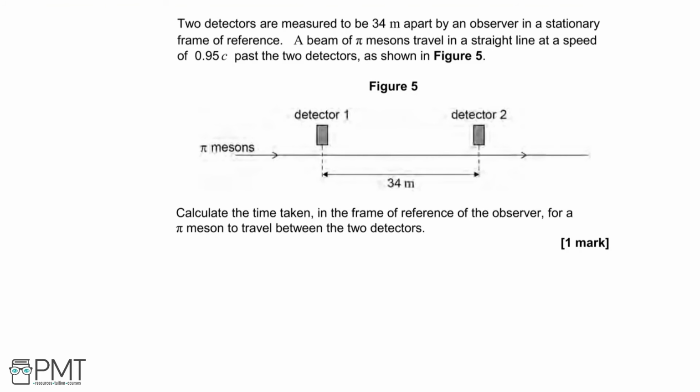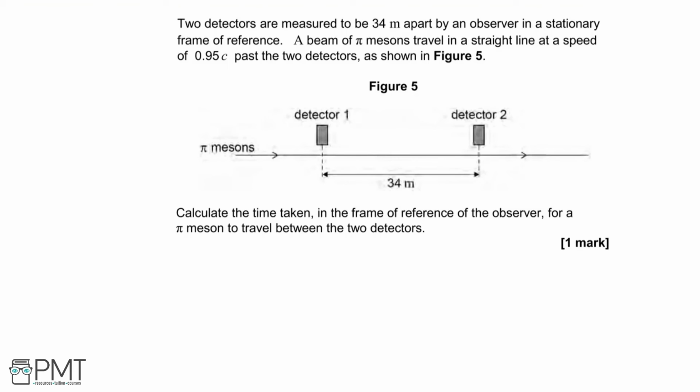2 detectors are measured to be 34 meters apart by an observer in a stationary frame of reference. A beam of pi mesons travel in a straight line at a speed of 0.95 c past the 2 detectors, as shown in figure 5. So just as we've described there, we've got figure 5, detector 1 and detector 2, and then the pi mesons pass through the first and then the second, which are 34 meters apart.